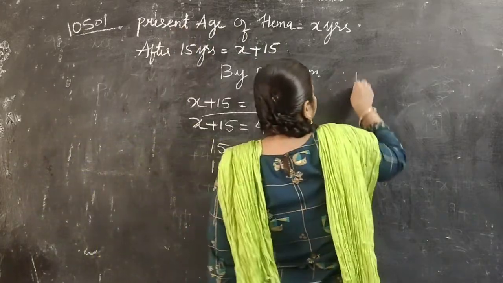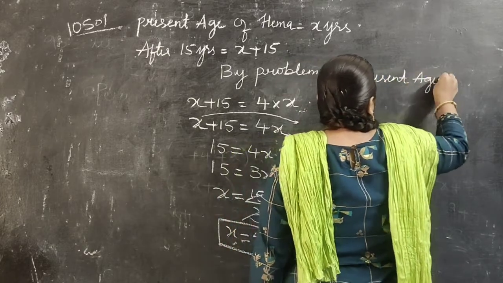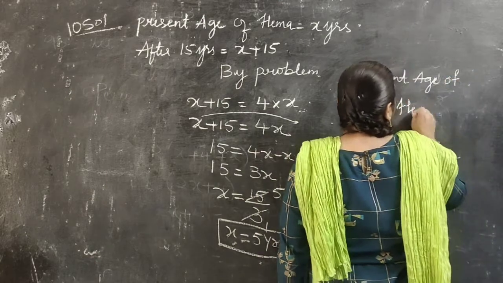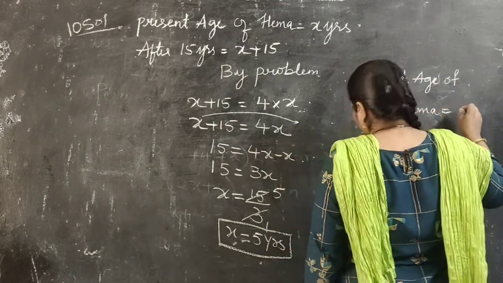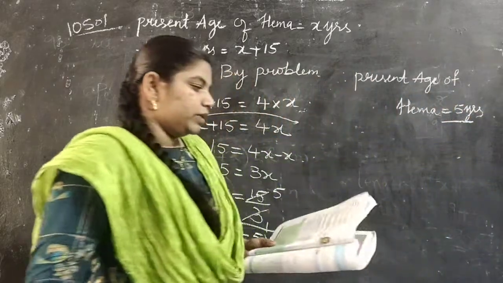So therefore, the present age of Hema is 5 years. So what is the question?